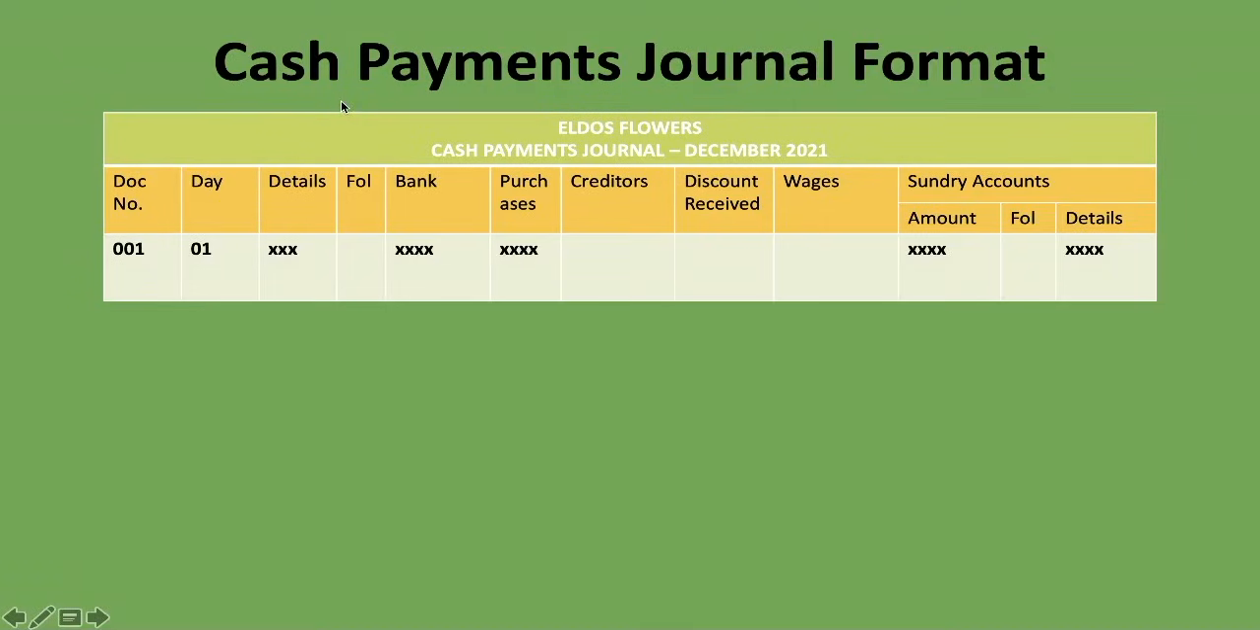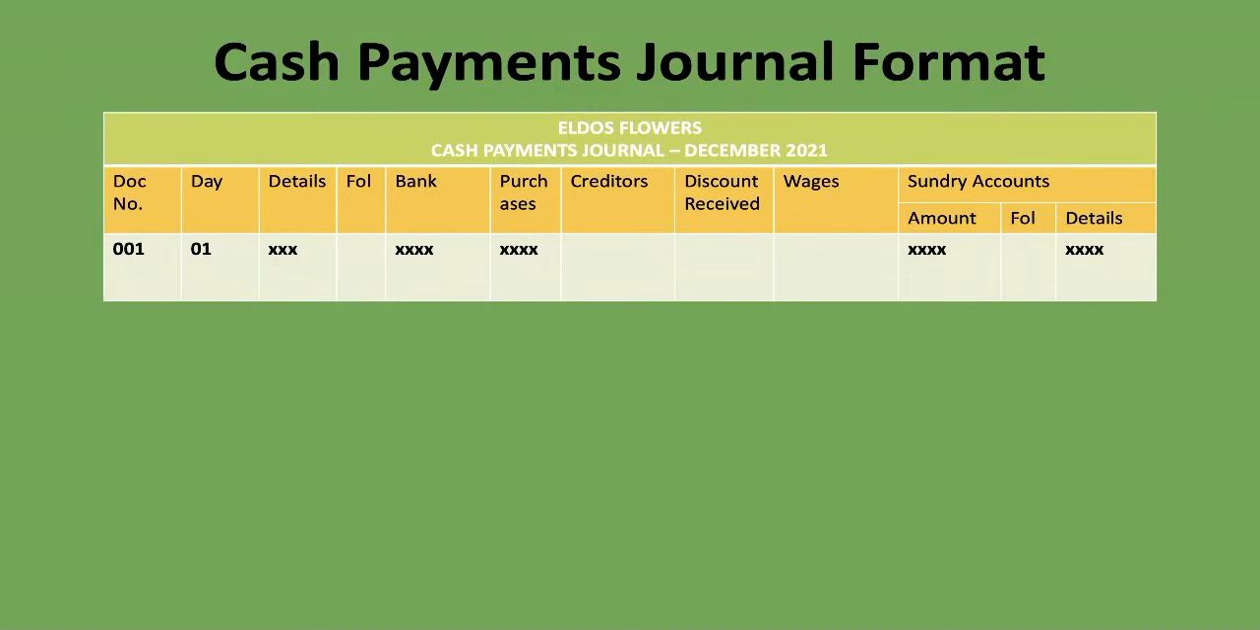And then you have the details over here. Now the details here is either the name of the person that you are paying the money to, or if you are paying it using cash, you could write there cash. And you will see how it works just now with an example that we'll be going through.